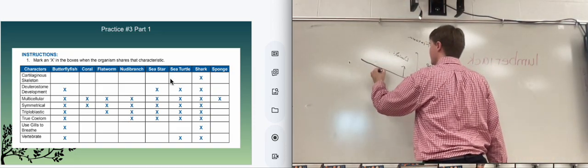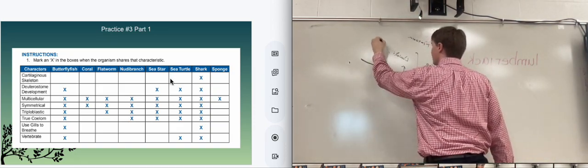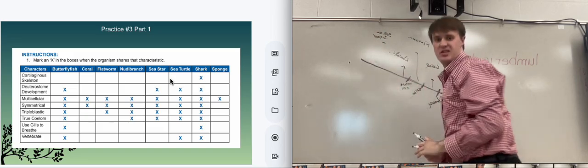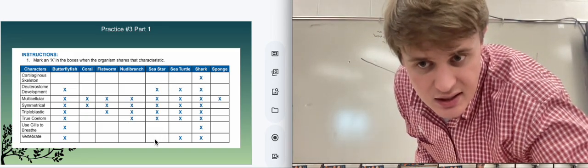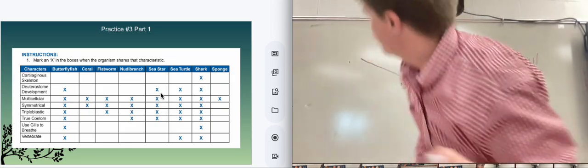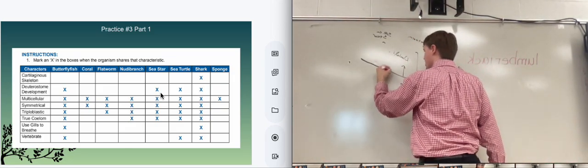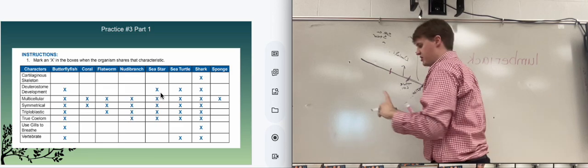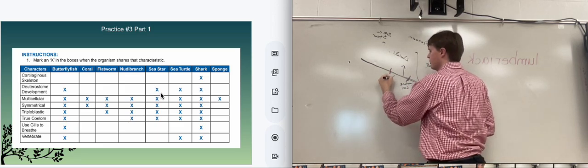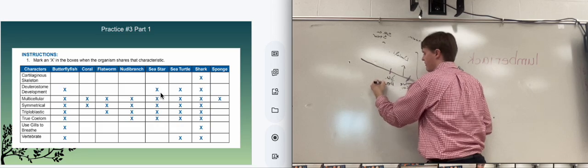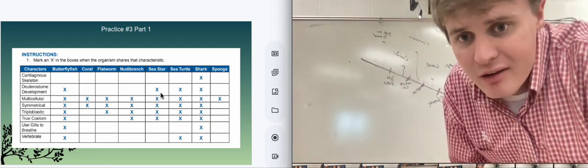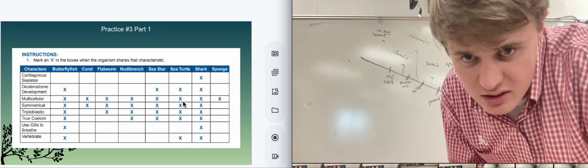So here is my sea star. And the characteristic that it's adding is the deuterostome development. And that's just dealing with things that develop before others when they're being developed. So I'm abbreviating that as development. Then we see which one has 5, or that was 5. We see which one has 6.